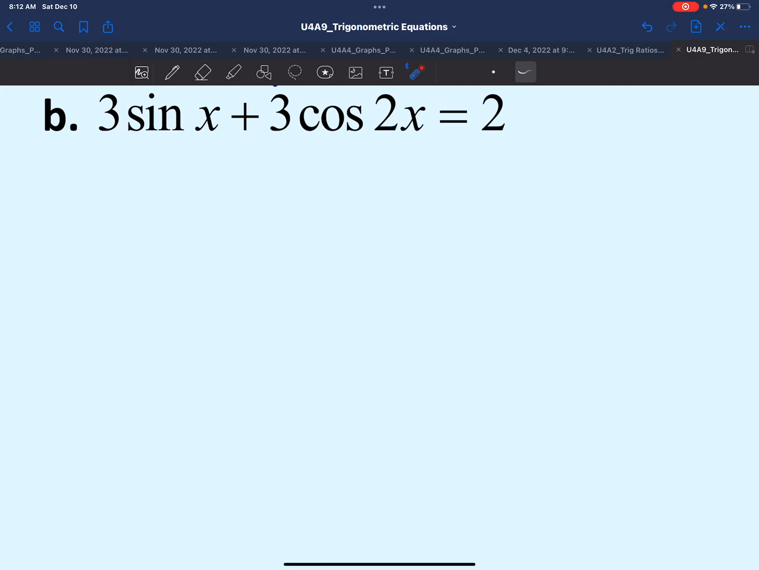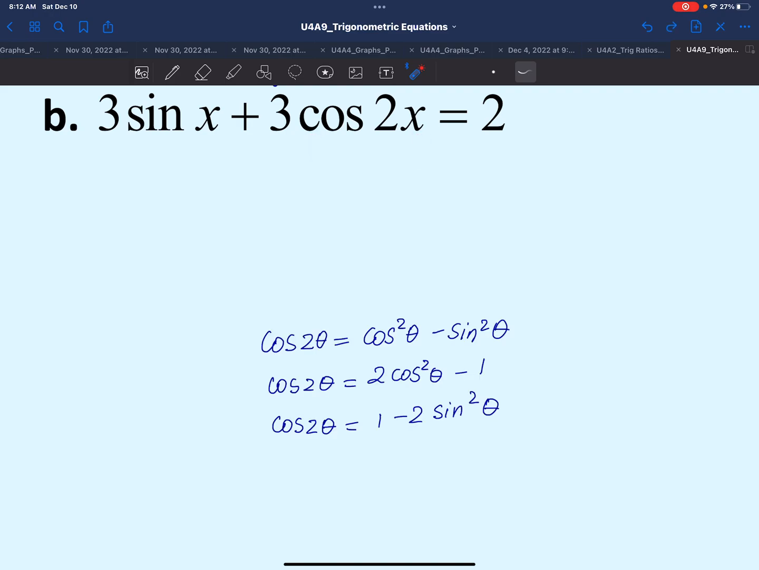Let's take a look at another trig equation, and this time we have 3 sine x plus 3 cosine 2x equals 2. As you can see here, we have two different ratios involved in the equation, the sine and cosine, and we prefer to have a single one. And the angles inside each ratio are x and 2x, so they're different angles, so we need to take care of that as well.